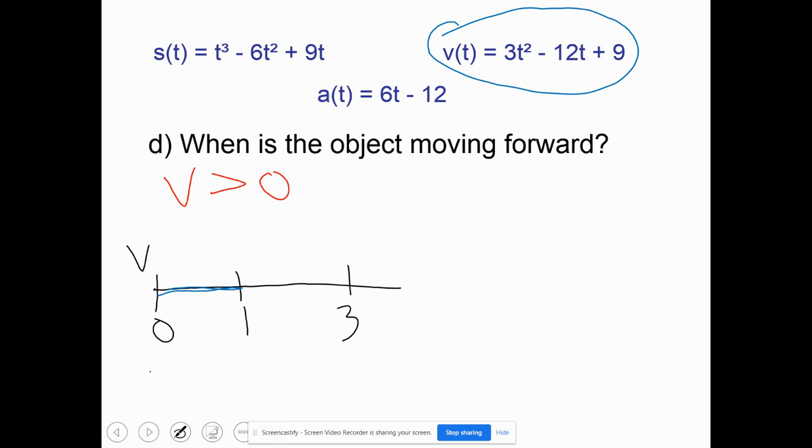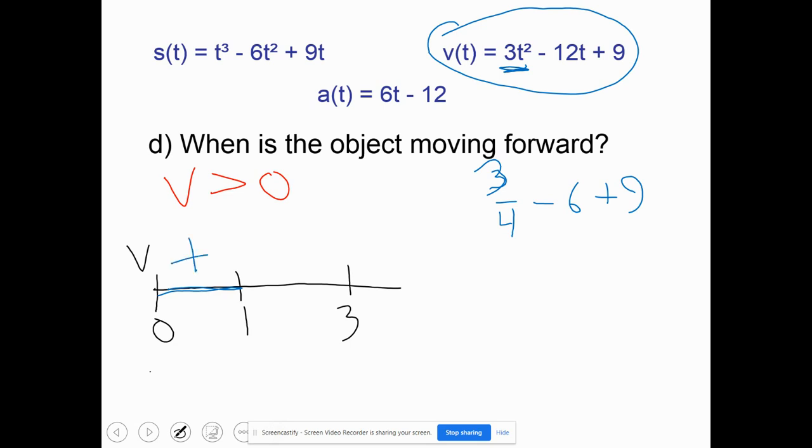And I got a positive number back. If I plug in 1/2, all right, if I plug in the t, 3t squared, 1/2 squared is 1/4 times 3 gives me 3/4. And then when I've got negative 12 times 1/2, which gives me a -6, and then a +9. Remember, I don't need to know exactly what the answer is. I just need to know if it's positive or negative. 9 minus 6 gives me 3, and 3 plus 3/4 is 3 3/4. I have a positive velocity.